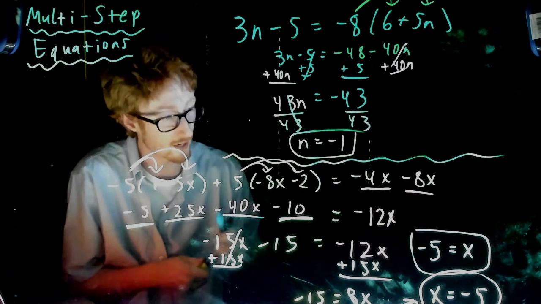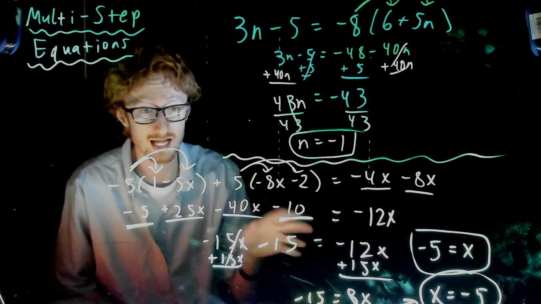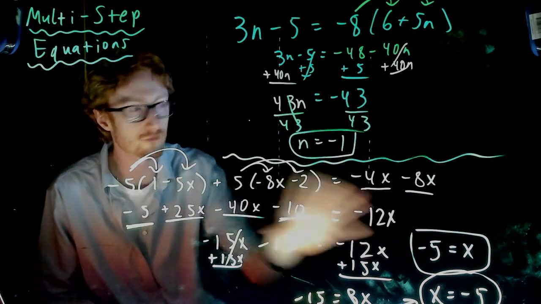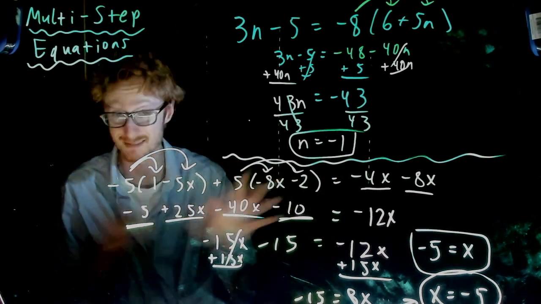That's multi-step equations. Some of them can be small, like 3 steps. Some of them can be like this, which was a lot of steps. And if you ever need to break it down and do just this part here and then work it out, that's fine. I combined the steps together here just to save some room because I don't have a lot of room.